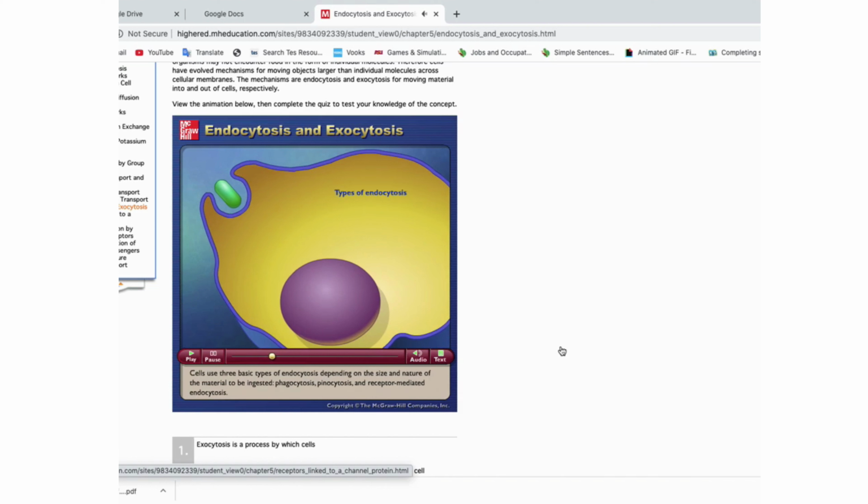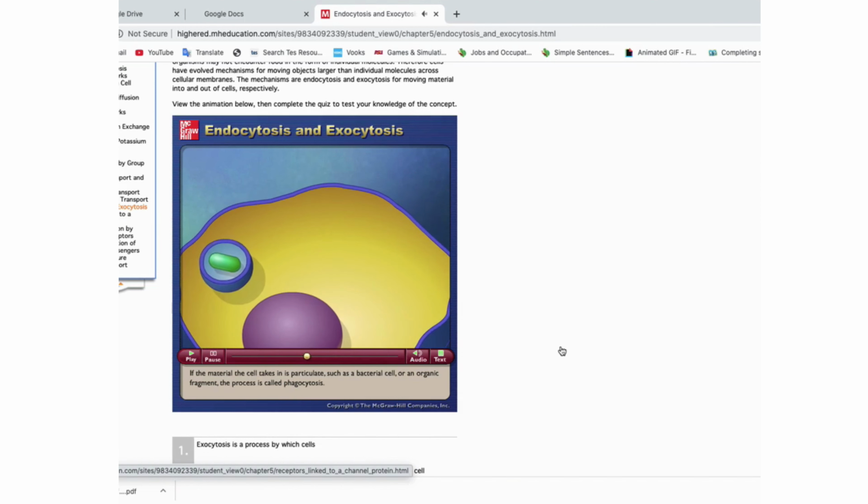Cells use three basic types of endocytosis depending on the size and nature of the material to be ingested: phagocytosis, pinocytosis, and receptor-mediated endocytosis. If the material the cell takes in is particulate, such as a bacterial cell or an organic fragment, the process is called phagocytosis. If the material is a liquid, it is called pinocytosis.